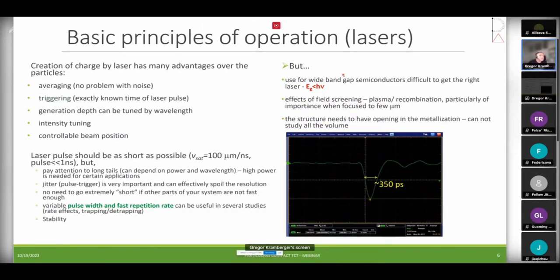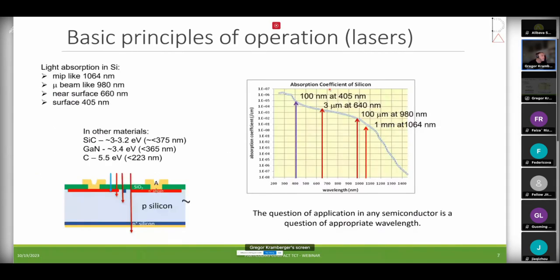So the lasers look very promising and have a lot of advantages over particles, but you should not forget that if you use wide band gap semiconductors, for example diamond, it's very difficult to get a laser that has enough photon energy. Then you have different effects due to the laser pulses. If they are focused, you can create a lot of charge, and you can have screening effects or plasma effects, as it's called. And of course, the most important one is that if you want to study the structure that is underneath the metal, you cannot access this with laser. So you need to design your devices with this in mind.